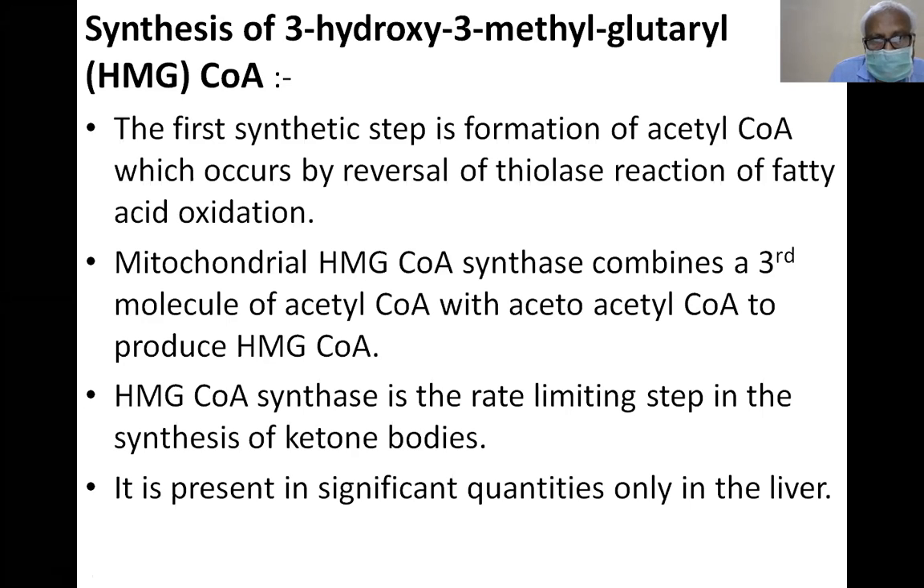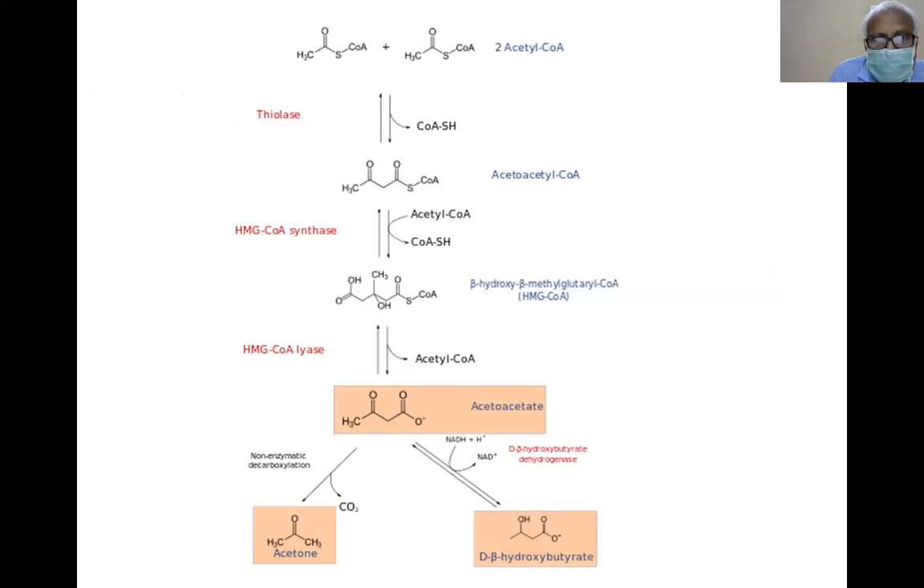So the first synthetic step for HMG-CoA is formation of acetoacetyl-CoA that occurs by reversal of the thiolase reaction of fatty acid oxidation. Second, mitochondrial HMG-CoA synthase is the enzyme that combines a third molecule of acetyl-CoA with acetoacetyl-CoA. Then the resultant product is HMG-CoA. HMG-CoA synthase is the rate limiting step in the synthesis of ketone bodies. It is present in significant quantities only in the liver.